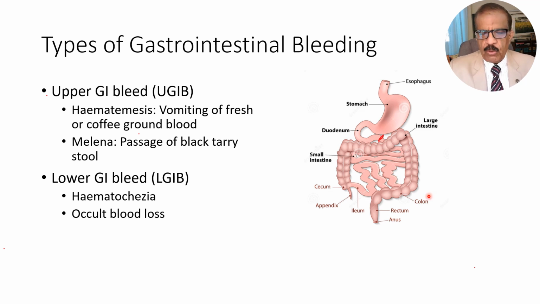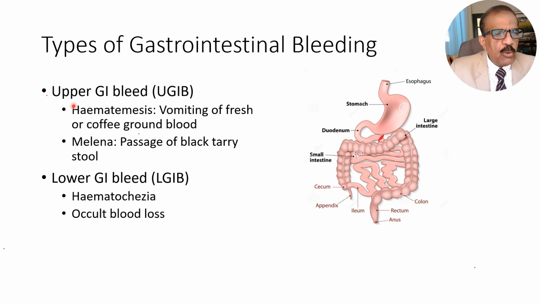Why is it important to differentiate? Because in the upper part of the gastrointestinal tract there is acid. This acid is likely to alter the blood, and you can tell from the very look of the blood that this is from the upper GI tract.